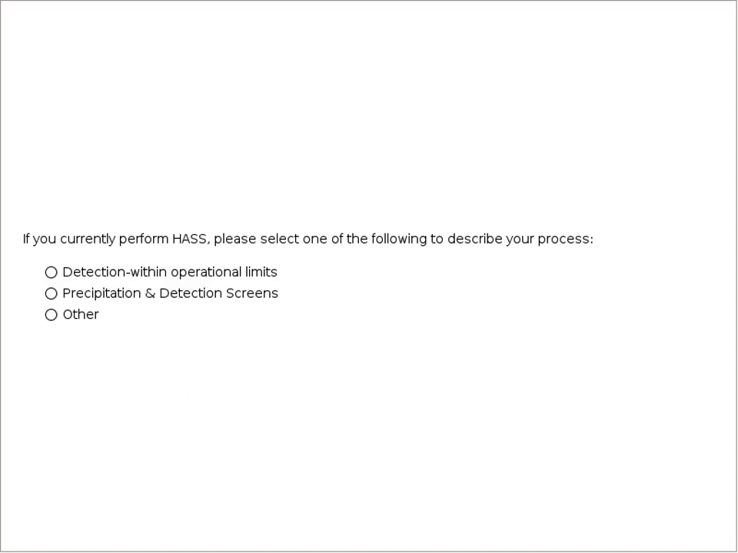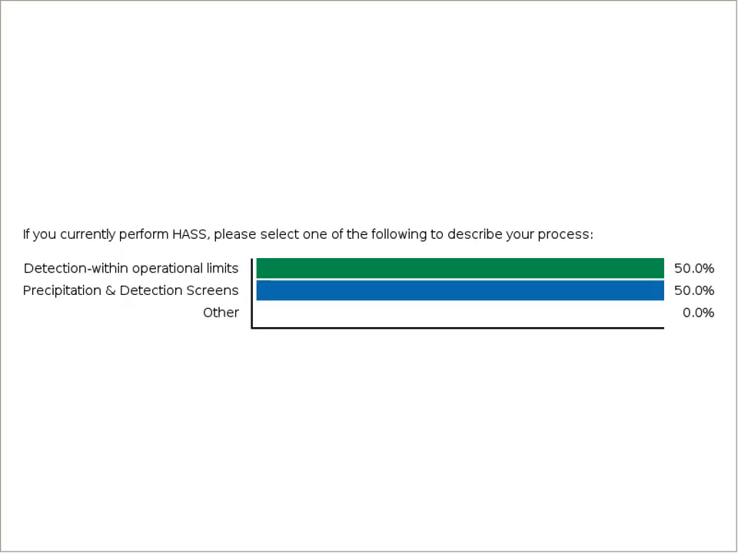So what I'd like to find out is, of those 40% that are listening or that are currently performing HASS, if you could click and describe your process for me. Are you doing a single pass screen where you're doing detection only, running the product continuously, or are you doing precipitation and detection screens where you'll start off running outside of your operational limits, product not being tested, and then drop back down to a detection screen where you turn on the product and do your functional testing.